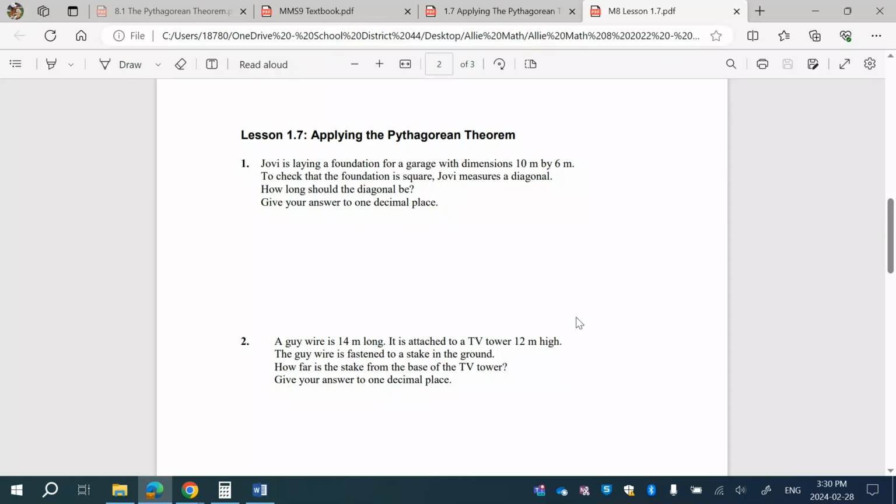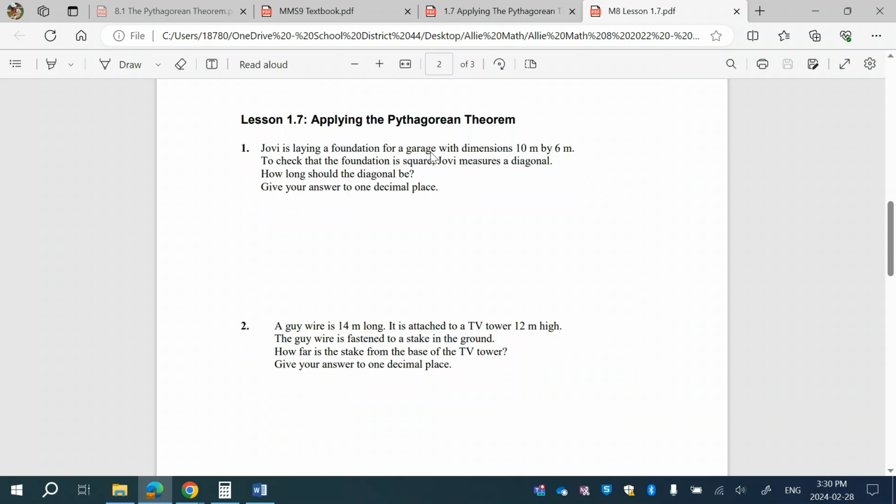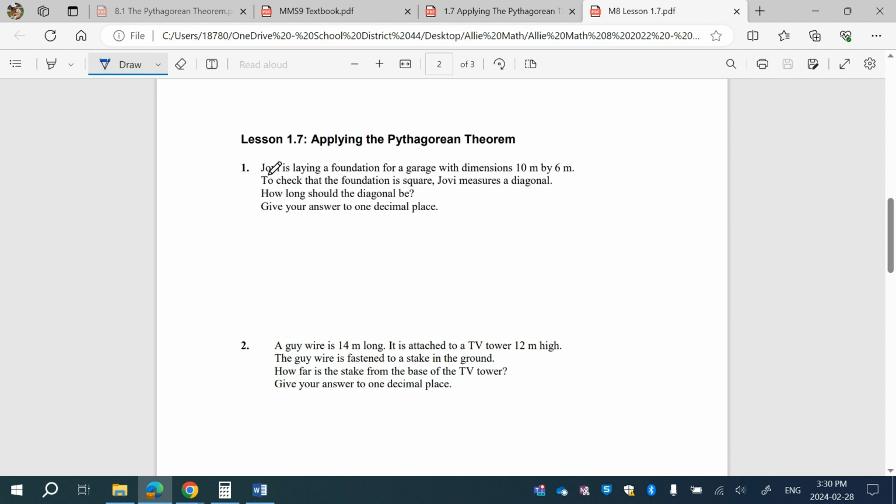Hello, everybody. Here we are, 1.7, applying the Pythagorean theorem. So we've done a bit of work with the Pythagorean theorem. We used it to figure out whether triangles were right triangles or not, and now we're using it to solve some word problems. Here's my general advice for solving word problems: read it once, read it again, and draw a picture if there's no picture already provided.